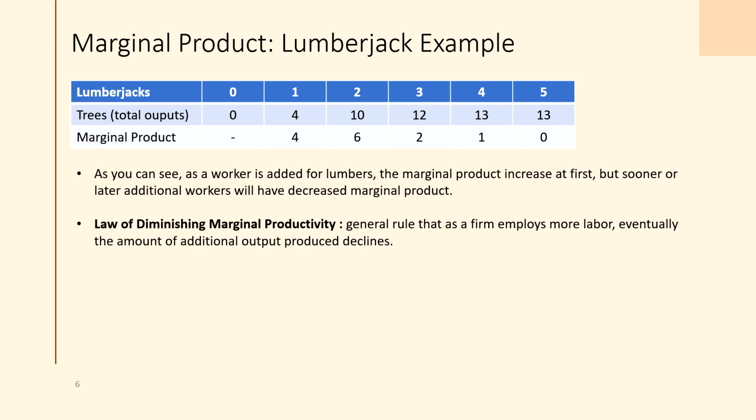From these calculations, we can see an important pattern. At first, adding workers increases marginal product, but after a certain point, marginal product begins to decline. This is known as the law of diminishing marginal productivity, which states that as more labor is added, the additional output produced by each new worker eventually decreases. This happens because fixed inputs such as land or equipment become crowded, making additional workers less productive.